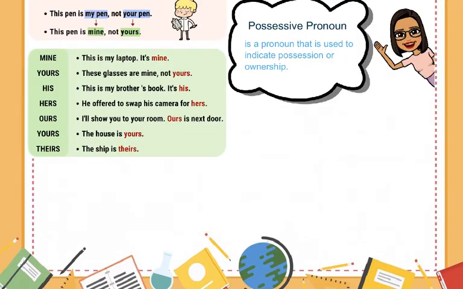As we said in our objectives, today we will focus on possessive pronouns. A possessive pronoun is a pronoun that is used to indicate possession or ownership. Here are some common possessive pronouns that we use: mine, yours, his, hers, ours, yours, theirs. Keep in mind that some of them end with the letter S because it's showing possession or ownership.